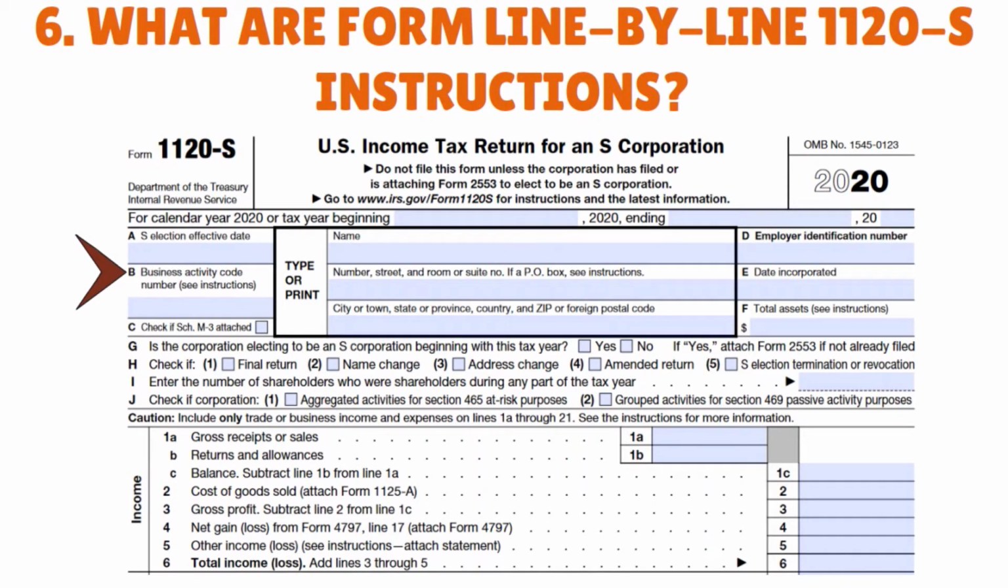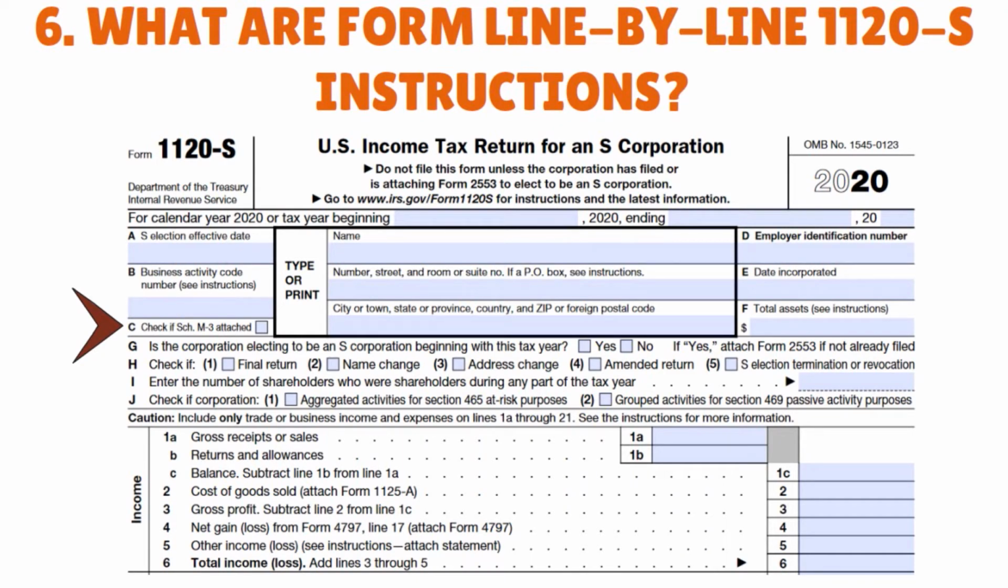First of all, don't forget the tax year beginning January 1st, 2020, for example, and ending December 31st, if that's the case with you. You need to put the entire address, the EIN, the date incorporated, the total assets. Total assets, you have to take that data from your balance sheet. And so we have now C. Item C, it says here you need to check if Schedule M3 is attached. I'll talk to you about Schedule M3 later on, but for now we just need to move on.